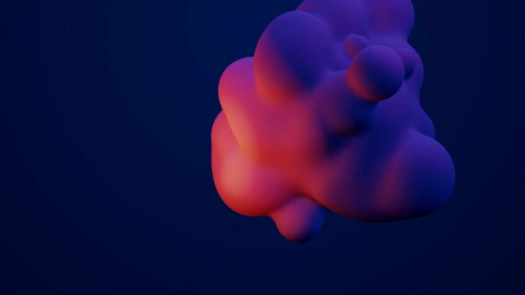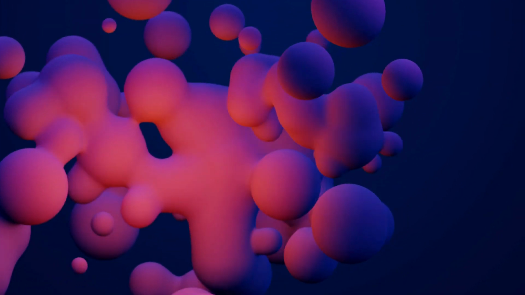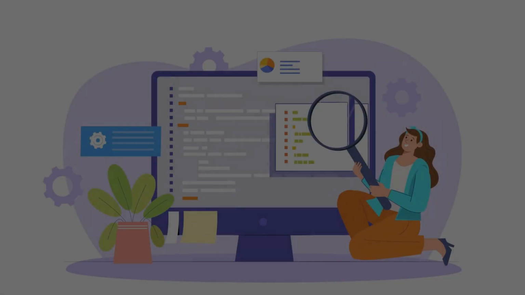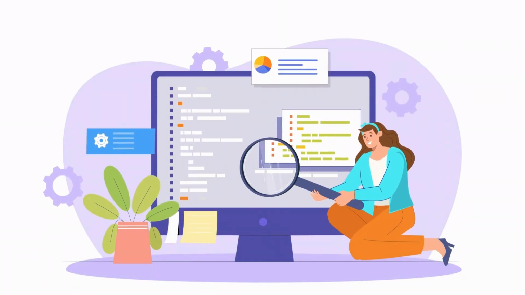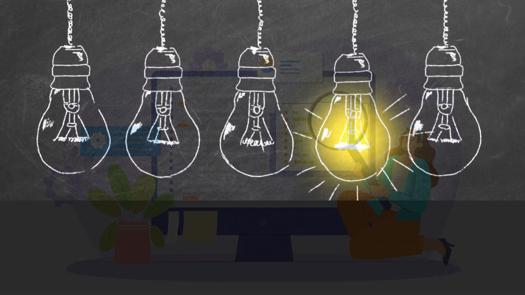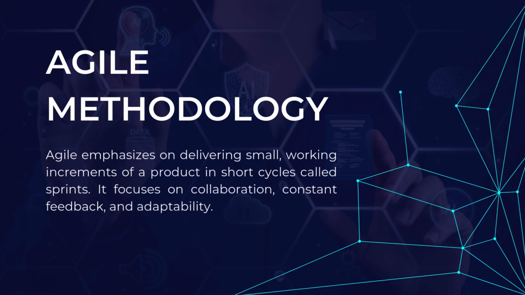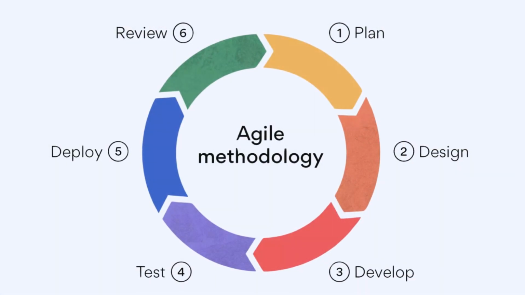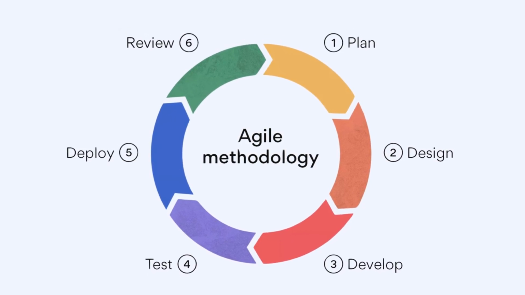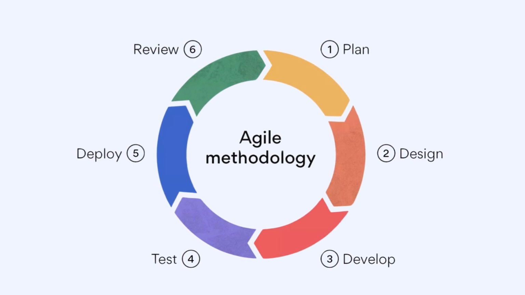Then the approach to software development underwent a significant transformation, and companies began adopting Agile methodology. The principles of Agile development played a crucial role in the birth of CI/CD. Agile emphasizes delivering small, working increments of a product in cycles called sprints. It focuses on collaboration, constant feedback, and adaptability. The idea is to respond to changes quickly, rather than waiting on a product for months only to discover it's no longer relevant by the time it's released.